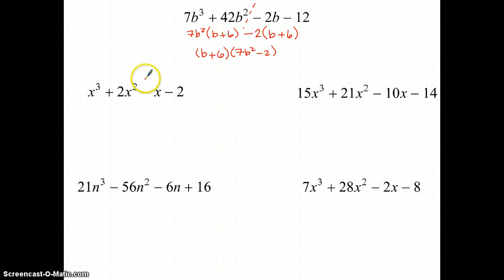Down to the left, again there is no greatest common factor between all 4, so I look at the left and take out an x squared, leaving me with x plus 2. I am now subtracting again, so I take out a negative, and the only thing in common between these 2 is a 1, so I take out a negative 1, leaving me with positive x plus 2. Now I have an x plus 2 in common, so I factor those out, and that leaves me with an x squared minus 1 in the second parentheses.